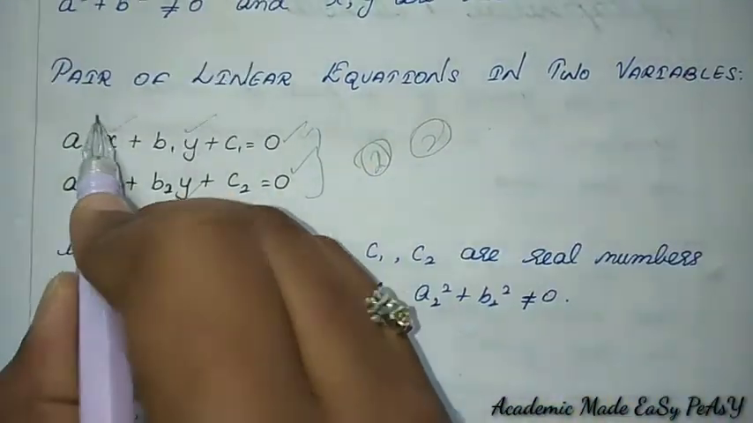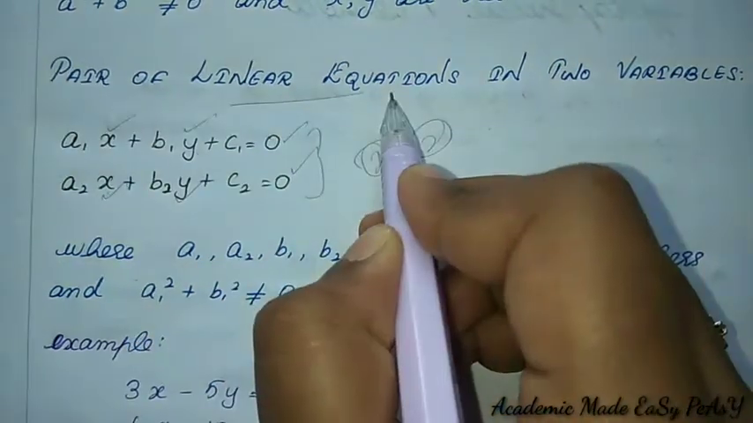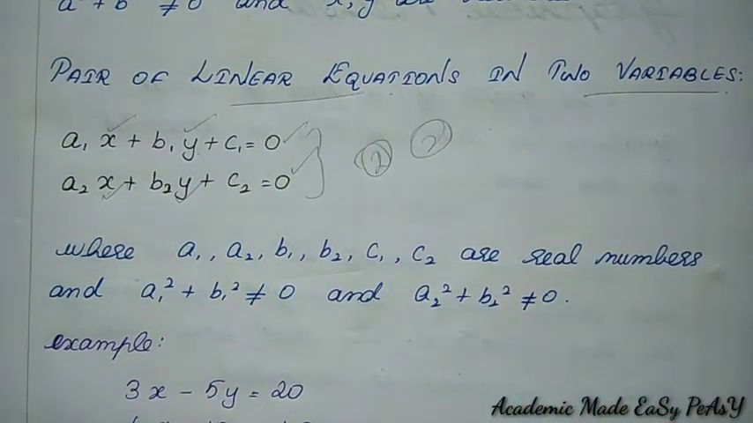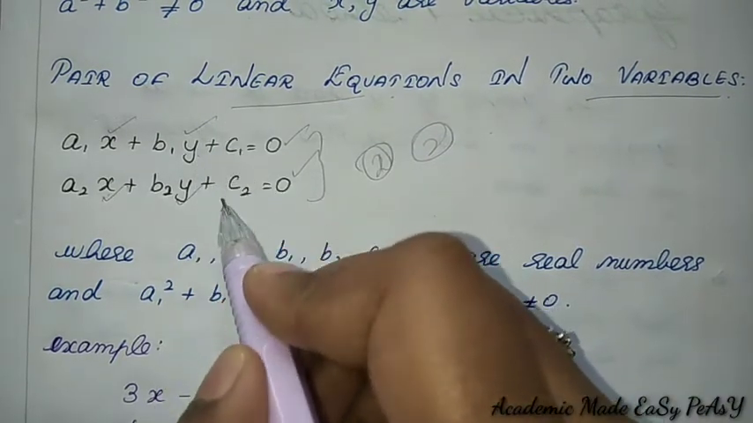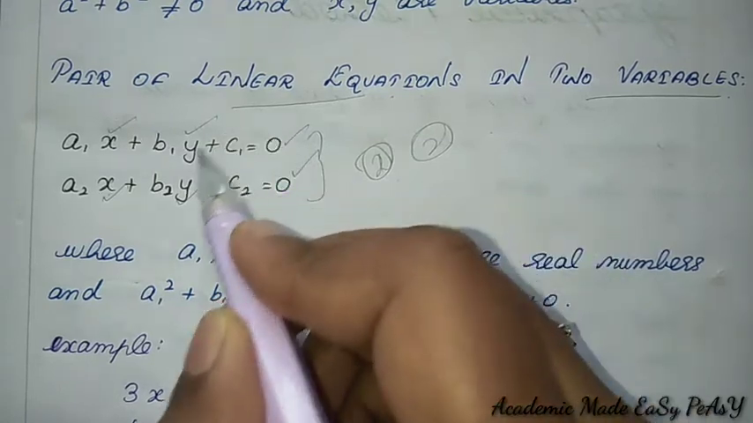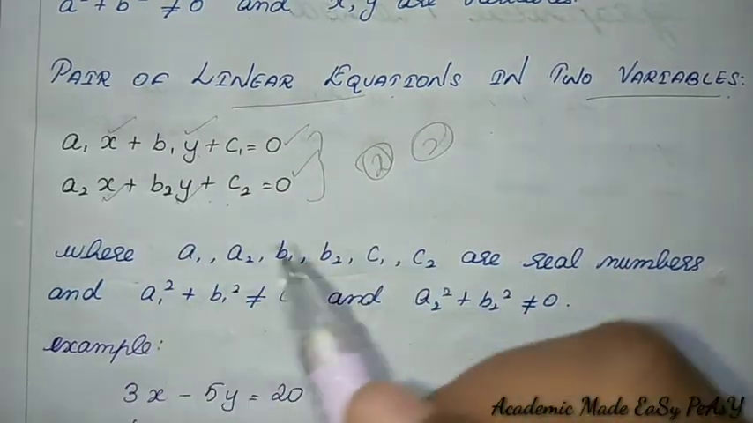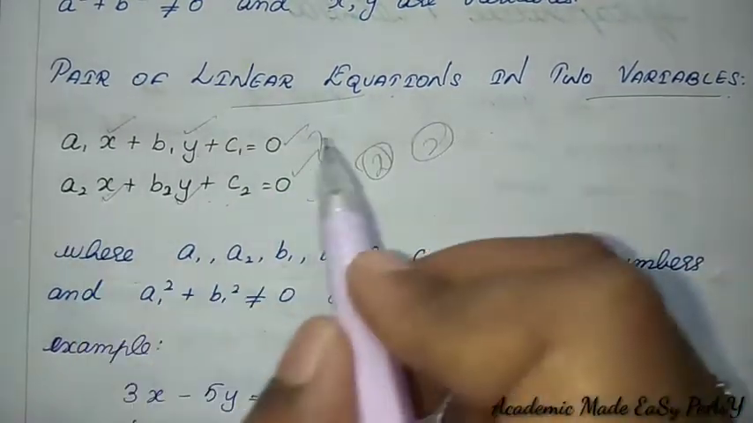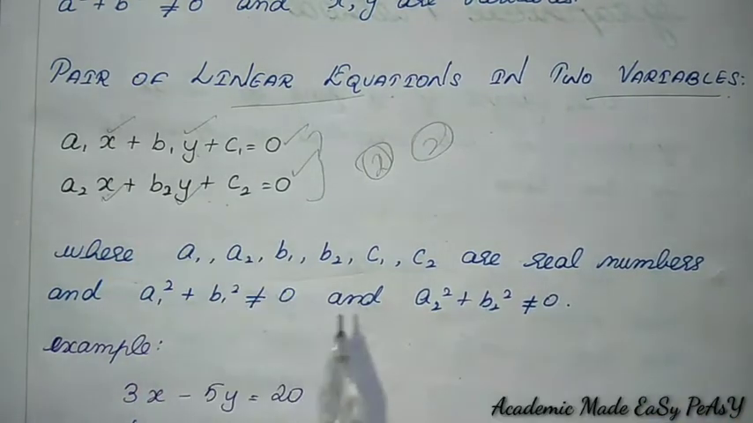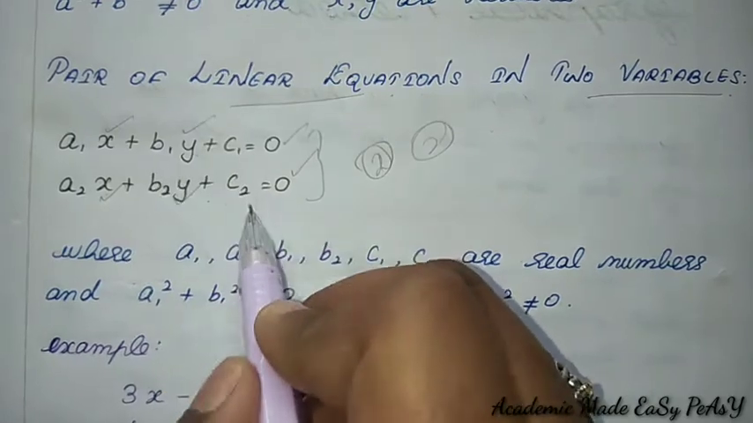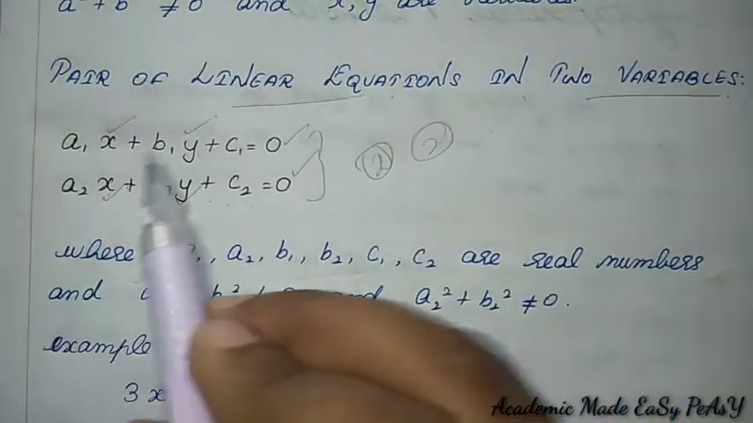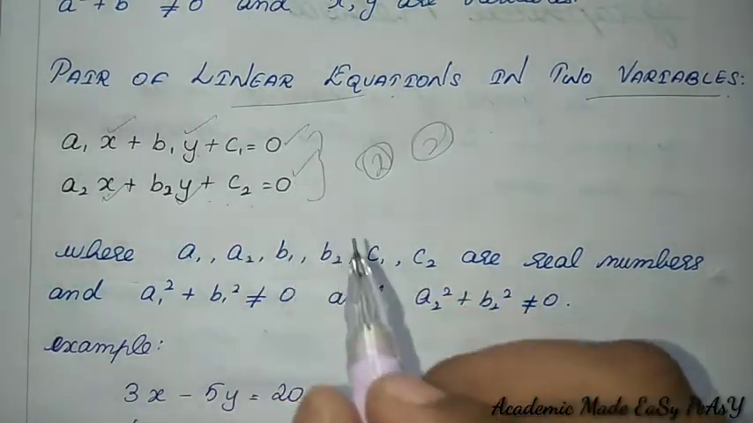So, a pair of linear equations in two variables. If we have only one variable, then it is called a linear equation in one variable. So here we have two equations given with two variables in each. So therefore we say it as a pair of linear equations in two variables. So these a1, a2, b1, b2, c1, c2 are some real numbers and x, y are some variables.